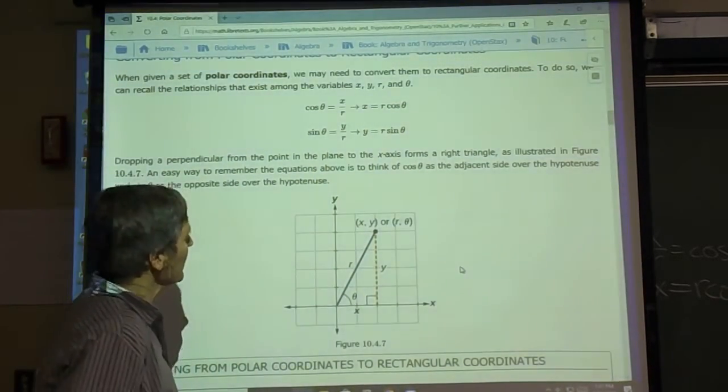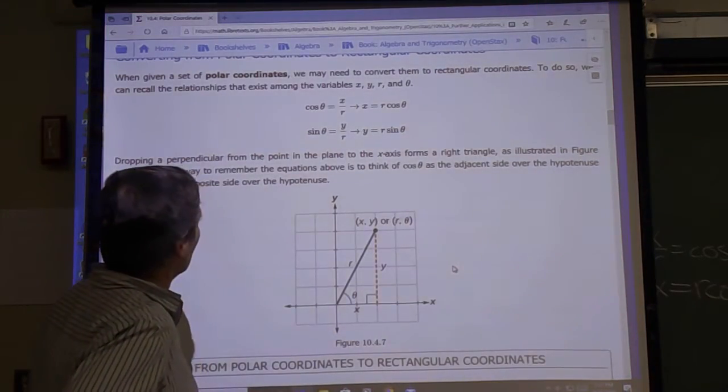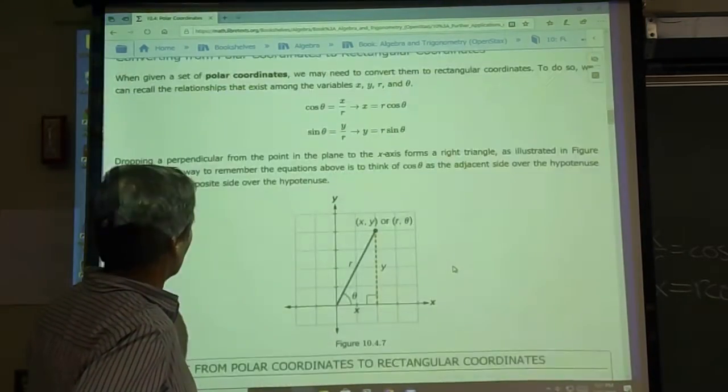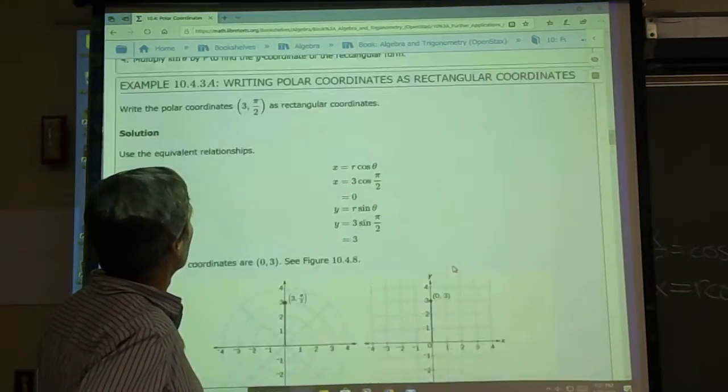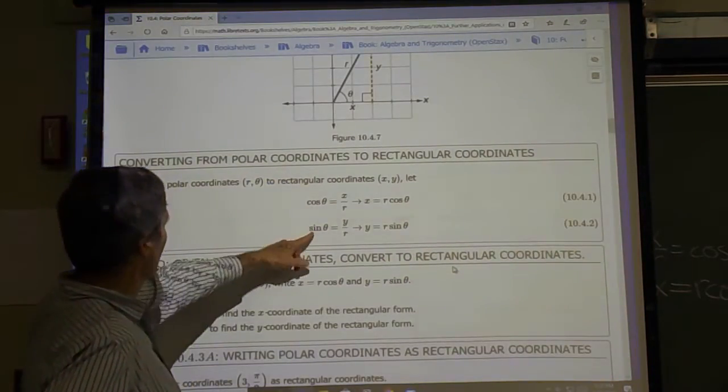I want to also be able to go the other direction, right? Well, what's the other direction? Let's see. I guess they're going to do it in a minute. Lost track of where that is.